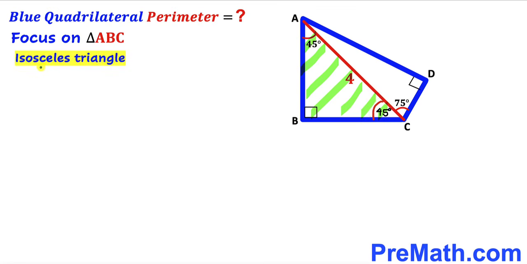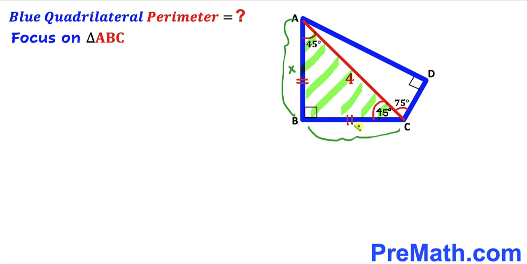So therefore, we conclude that this triangle ABC is our isosceles triangle, since this angle is 45 degrees and likewise this angle is 45 degrees as well. So therefore, we conclude that this side AB must be equal to this side BC. And now let's assume that this side, we are going to label this one as X. Then this BC side is going to be X as well.